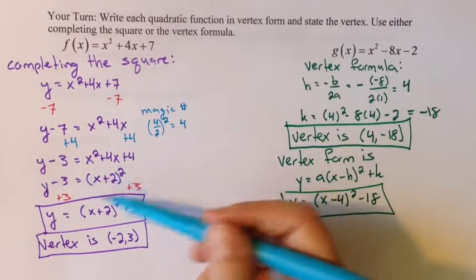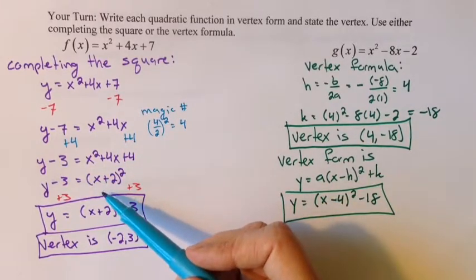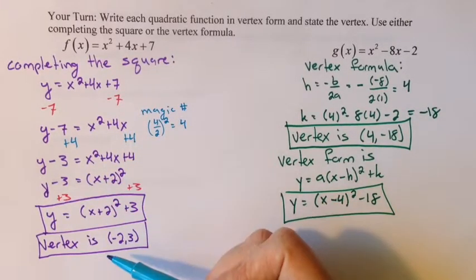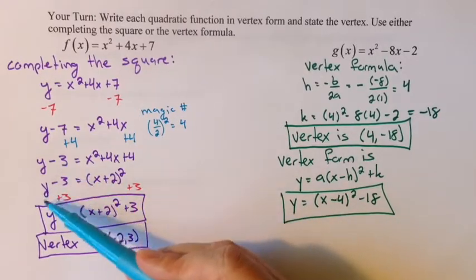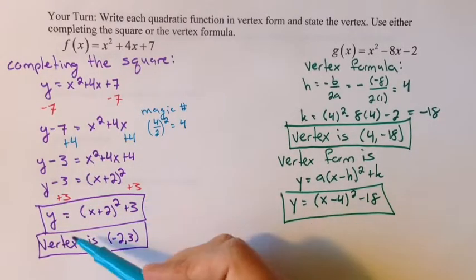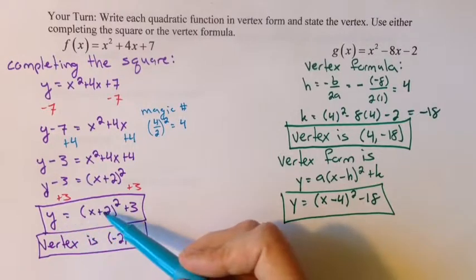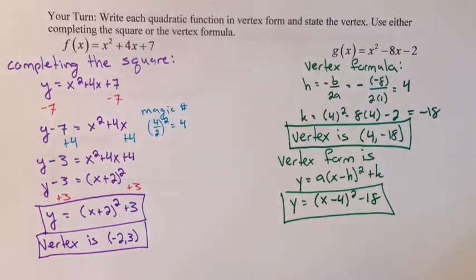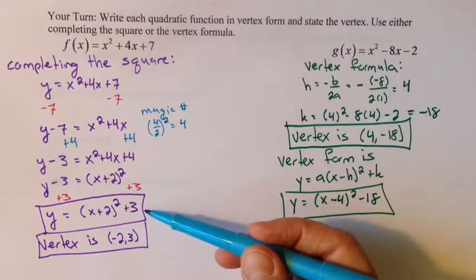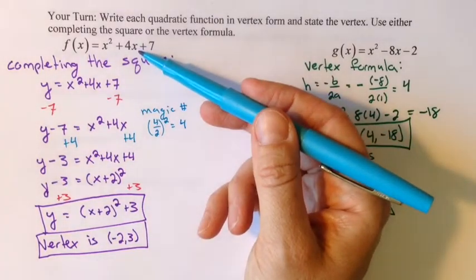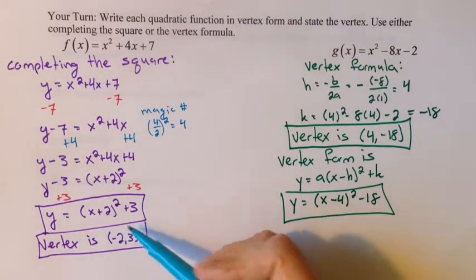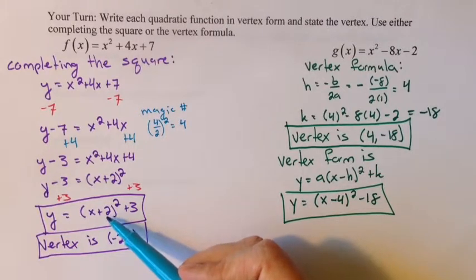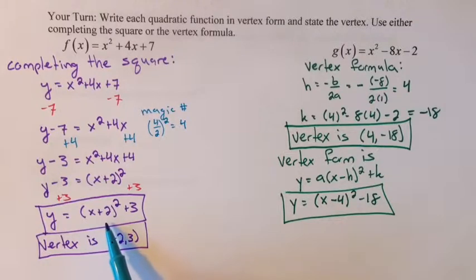Now I factor the right-hand side, which is a perfect square. It factors as (x plus 2) squared. And then I add that 3 from the other side back to both sides so that I have the y by itself. So y is (x plus 2) squared plus 3. That right there is the vertex form of this quadratic equation. Now it's easy to read off what the vertex is. The x-coordinate is the h value here, which is always the opposite sign. So I have negative 2 and 3 as the coordinates for the vertex.